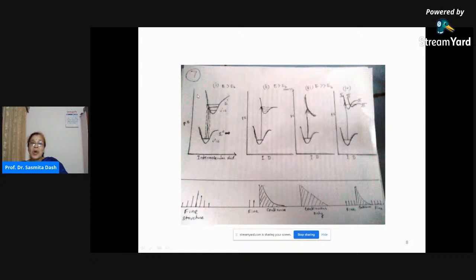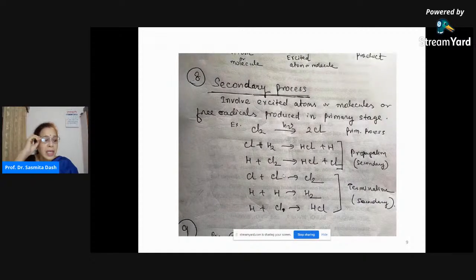So this is how, in all the 4 cases, we have seen the state of affairs for primary photophysical processes. In the primary process, the reaction is initiated, and it follows these 4 types of conditions in which it can initiate the reaction. Next, we come to the discussion of the secondary process.